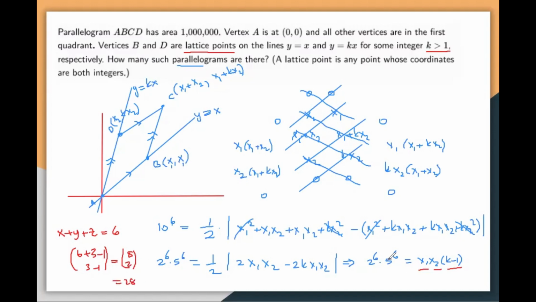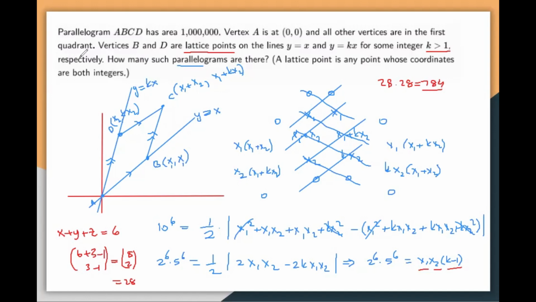So there are 28 ways to distribute the 6 2's between these three numbers, x1, x2, and k minus 1. And then the same idea with the 6 5's. So we got 28 ways there as well. So 28 times 28 is actually what we really want, which is going to be 784. So I hope that makes sense.